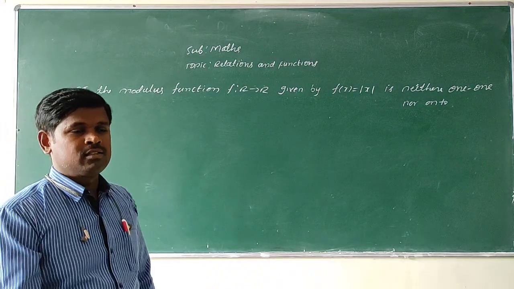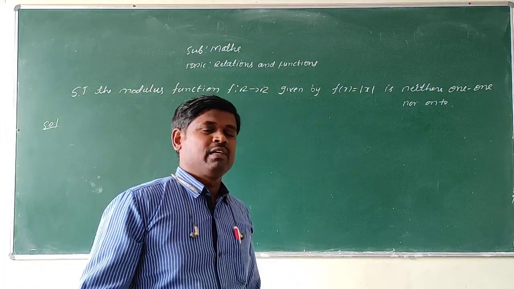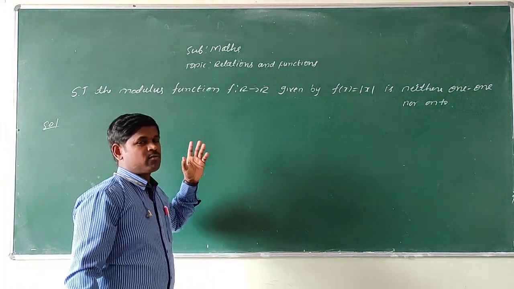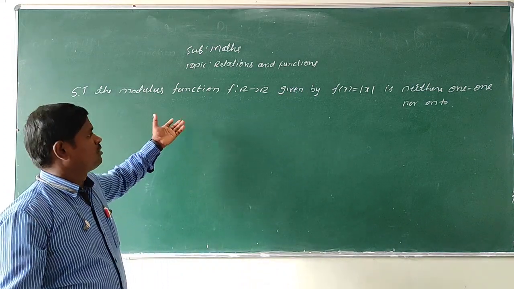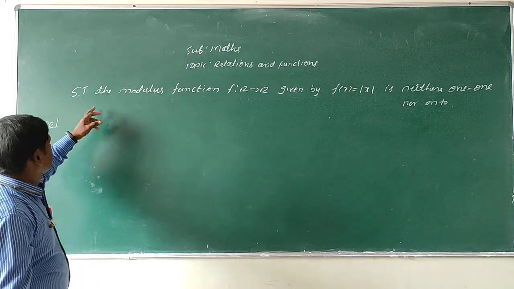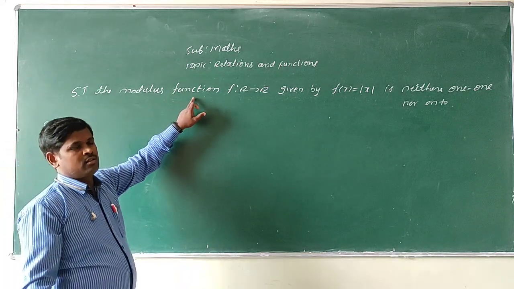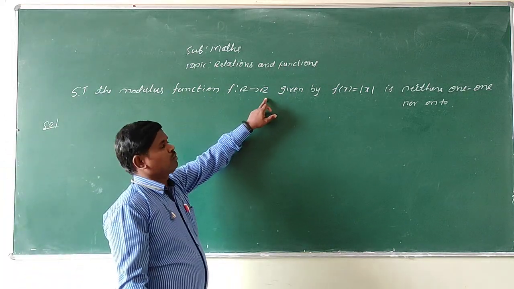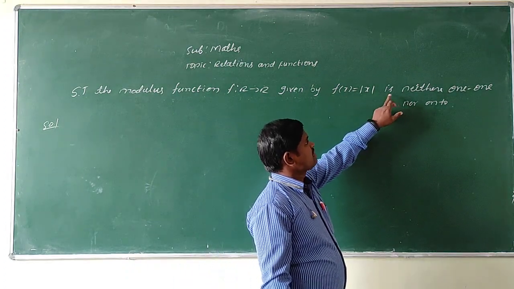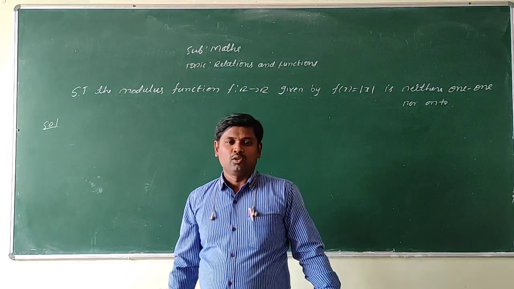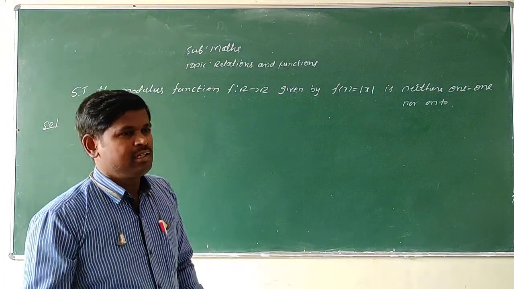Okay, dear friends, in the last class we discussed some problems on one-one functions and derivative. One more problem: show that the modulus function f from R to R given by f of x equal to mod x is neither one-one nor onto. So, the modulus function.